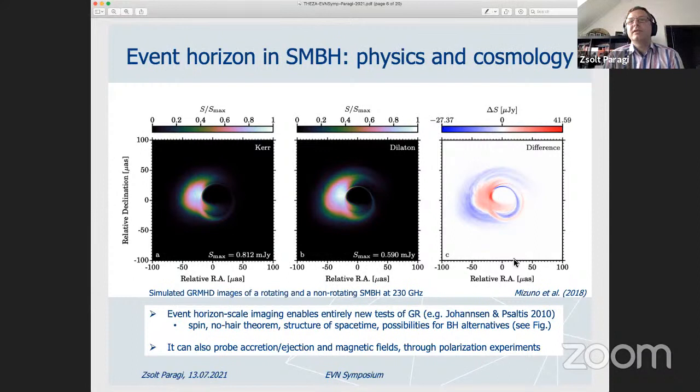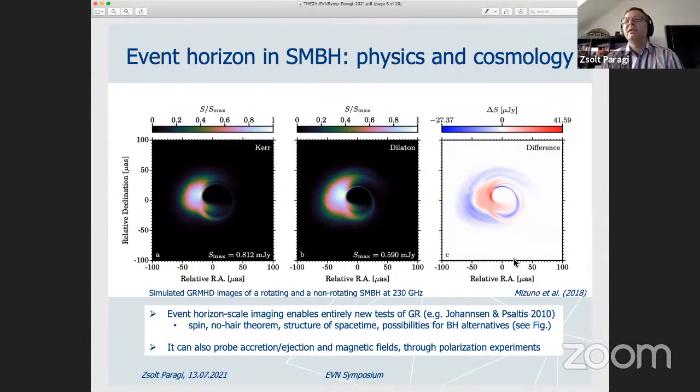You can probe the structure of the space-time, and you can even probe black hole alternatives. And I'm very glad that this dilaton black hole was already introduced earlier at the EVN Symposium, so I don't have to explain. This exists in a modification of general relativity. And whether a black hole, what we see is a Kerr black hole or a dilaton.